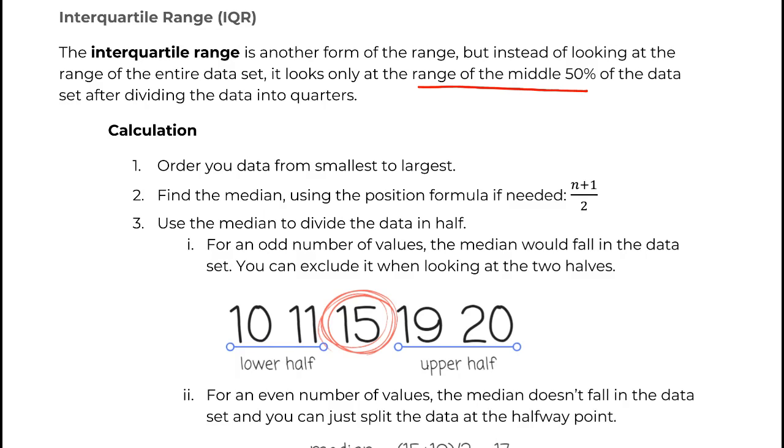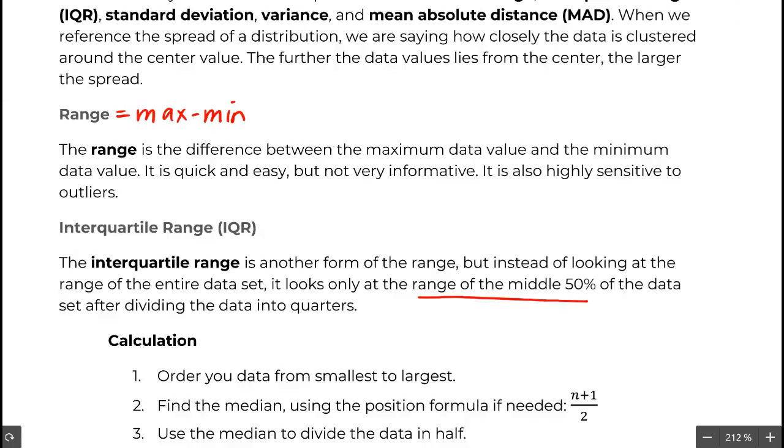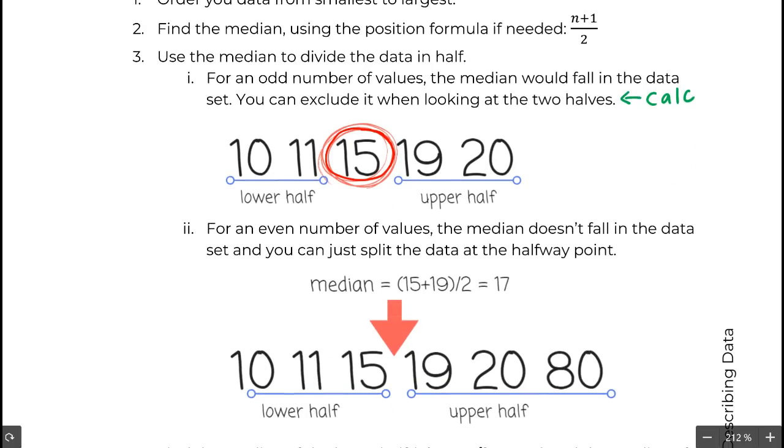So in order to find an IQR, your calculation goes like this. First, we need our data from smallest to largest because we're finding medians, right? We're finding middles. And then we've got to find the actual median. The reason we want to find the median is because then we can figure out what our two halves are. So as you can see with an odd number, the method that the calculator uses is to exclude that when you look at your halves. So your half would not include the 15, right? This would be the lower half and this would be the upper half.